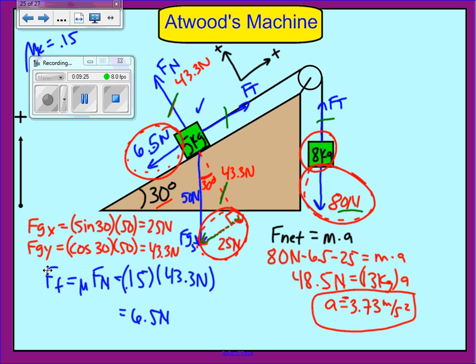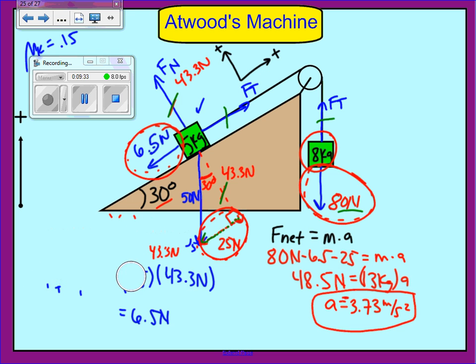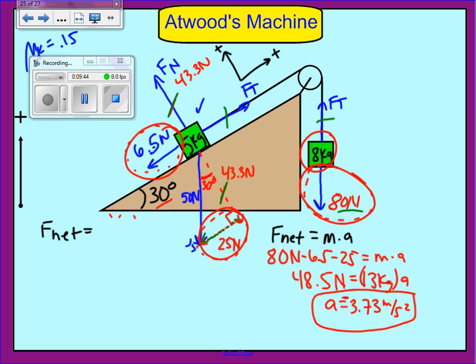Okay, now let's do the second part of the problem, and that is what's the force tension. I'm going to go ahead and erase this stuff right here since we don't need it anymore. Force tension, you can choose whichever block you want. I'm going to go ahead and choose the 8 kilogram block because it has less forces acting on it. So the 8 kilogram block has two forces acting on it to contribute to its force net. It has the force tension and the force of its gravity.